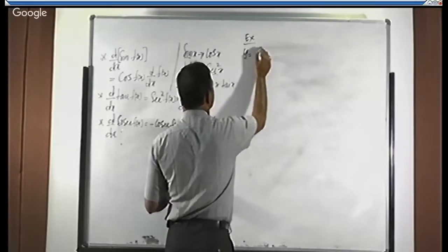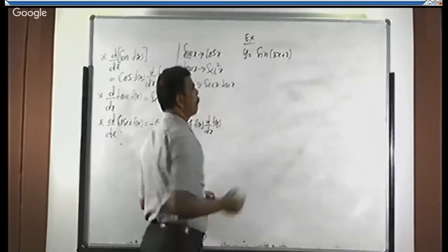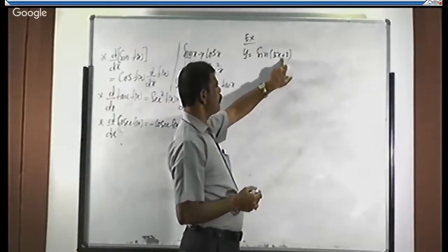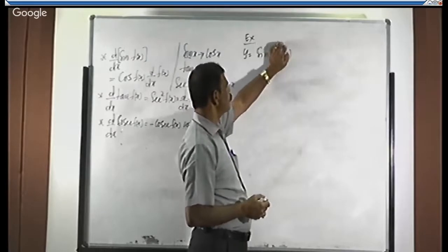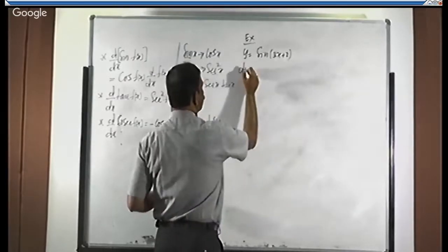Y is equal to sine of 3x plus 2. Sine of function. What is the function? It is 3x plus 2. In place of x, we have a function. The function is 3x plus 2. What is the derivative of it?